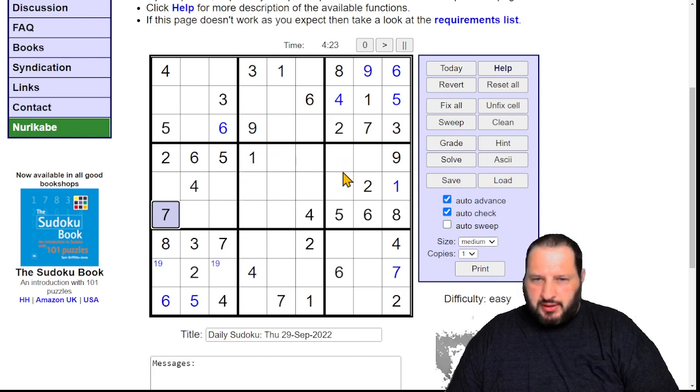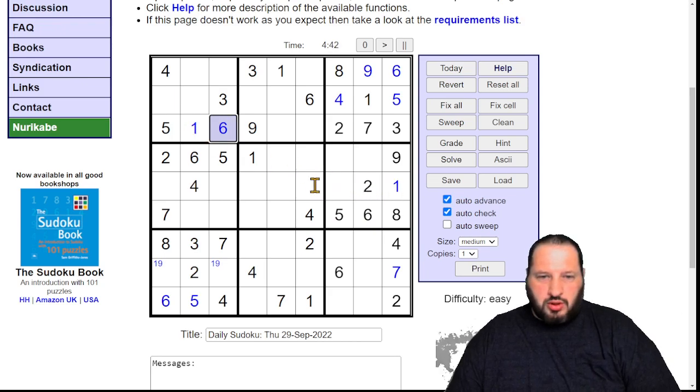Alright, let's see what else we've got here, looking for some of these patterns. I see there is a 1 coming across the top, and here's a 1 across the middle. So there's only one spot left that can be a 1 here.